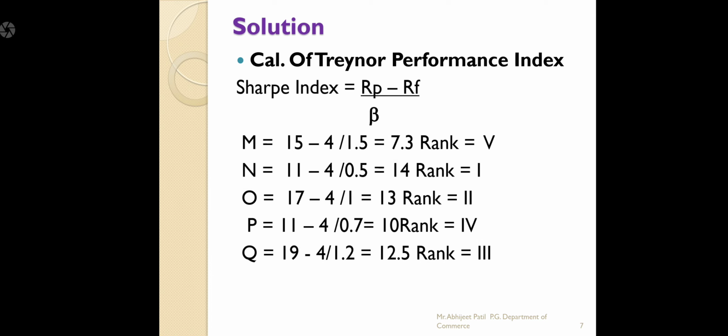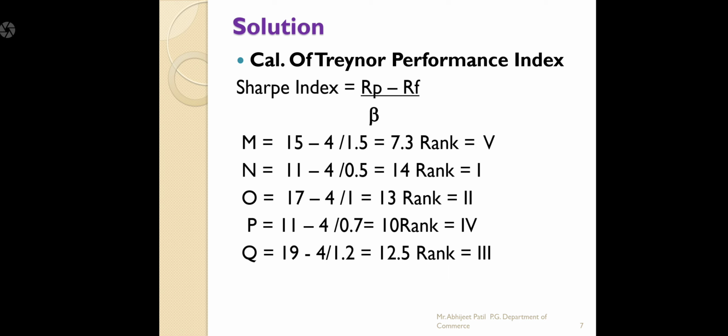Once we calculate Sharpe, we move to Treynor's. Treynor's uses portfolio return minus risk-free rate of return divided by beta. So for M, N, O, P, Q we determine it divided by beta. We get the highest performance for N, then O, then Q, then P, and then M. So this is determined as per market risk, that is Treynor's performance index.